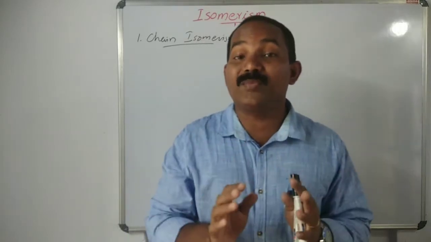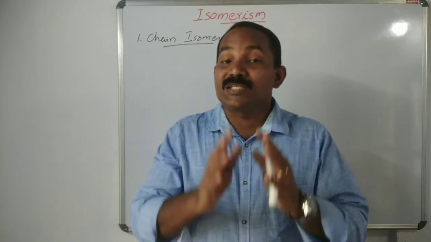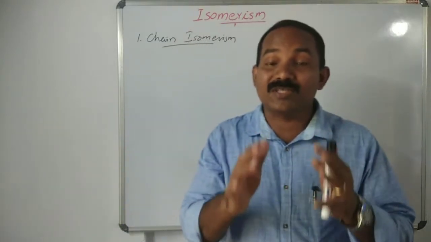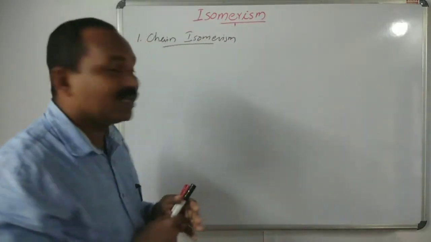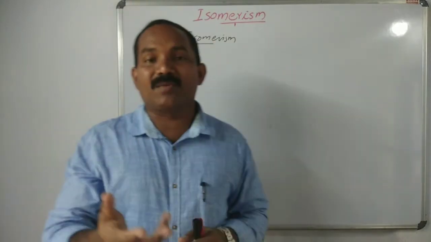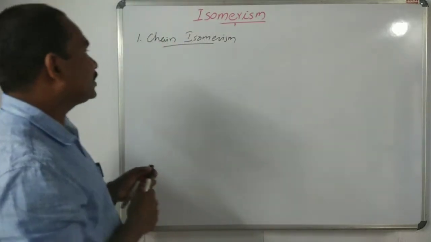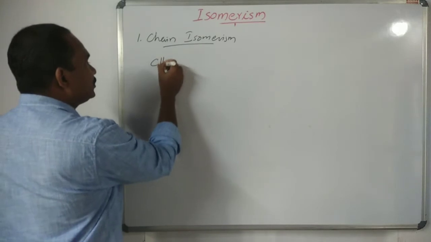We define chain isomerism: compounds having the same molecular formula but different structural chains are called chain isomers. Sometimes it is also called nuclear isomerism. Let's take one example.